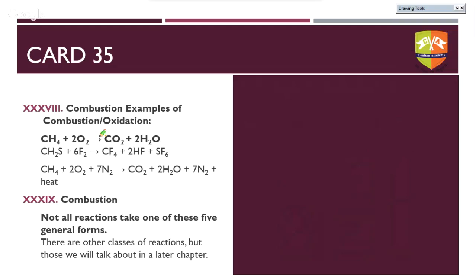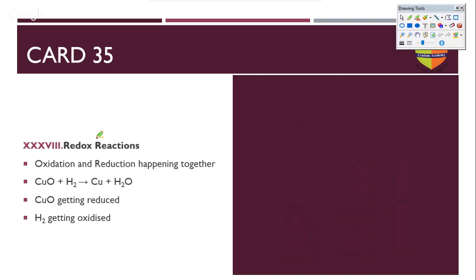So coming back after answering that question, we come back to our definition of redox reactions.